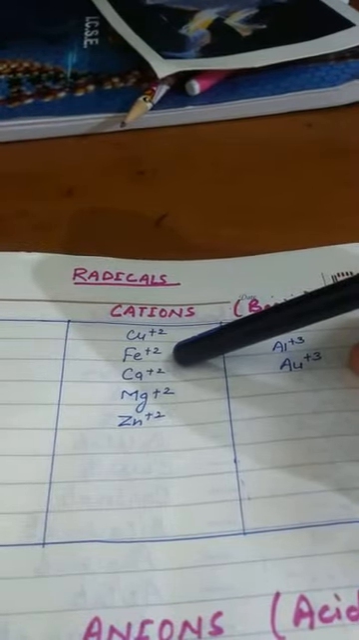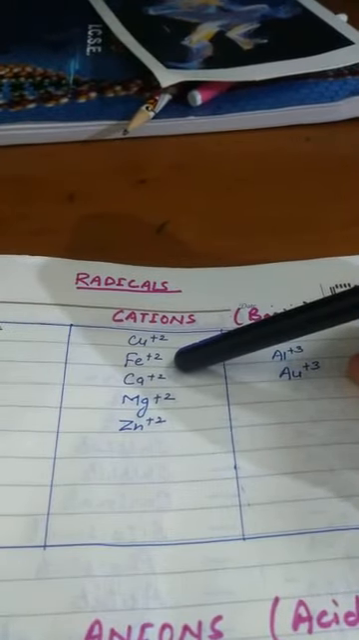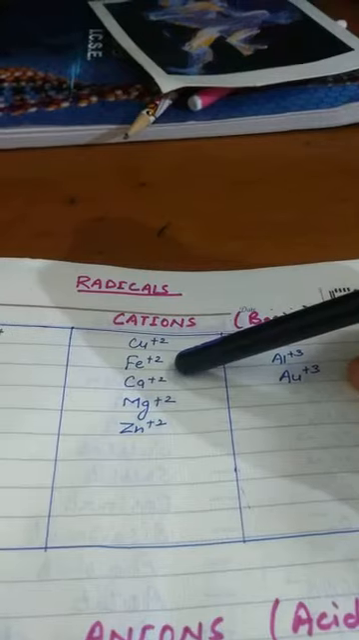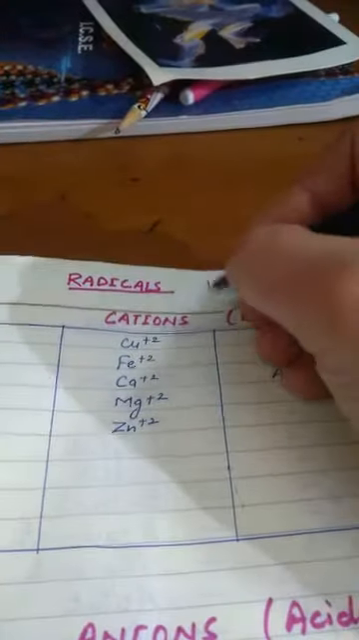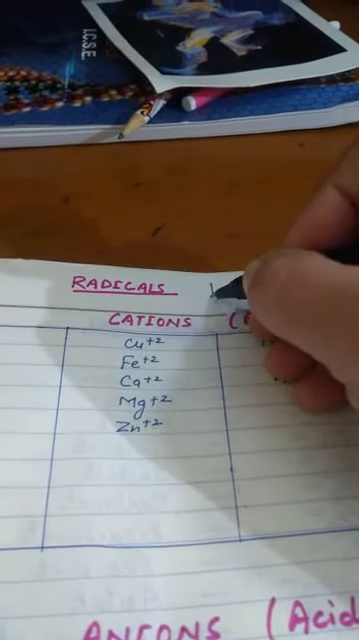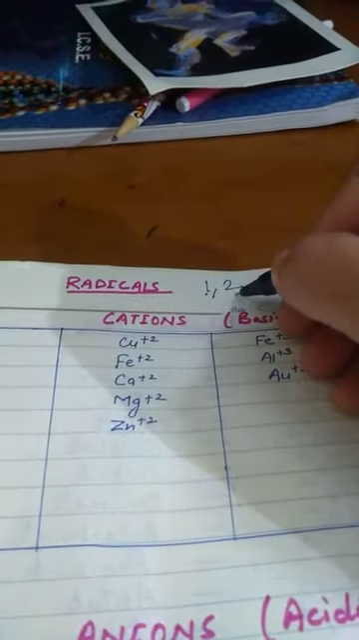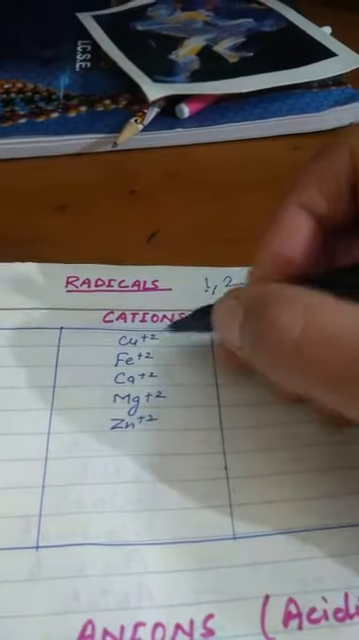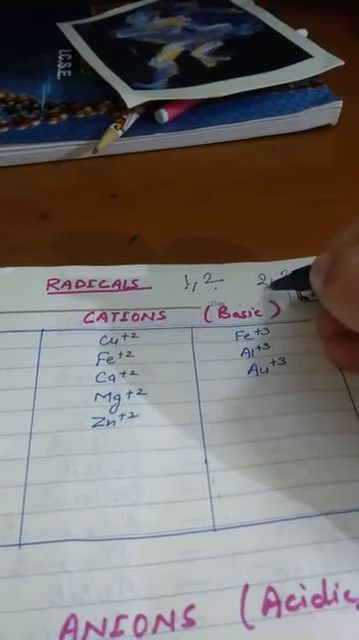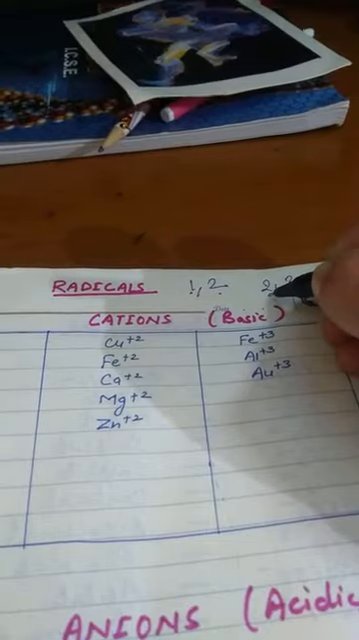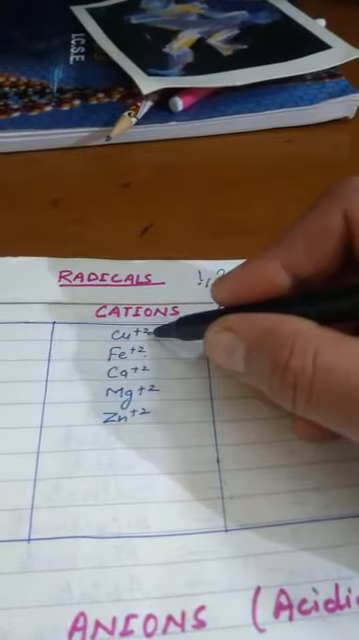Remember, when the valency is higher, we use the suffix ic, and when the valency is lower, we use the suffix us. In case of copper, there are two valencies, 1 and 2. So if the valency is 1, we use cuprous, and if the valency is 2, we use cupric. In case of iron, the valency is 2 and 3. So with valency 2, we use ferrous, and with valency 3, we use ferric. So this is ferrous, this is cupric.